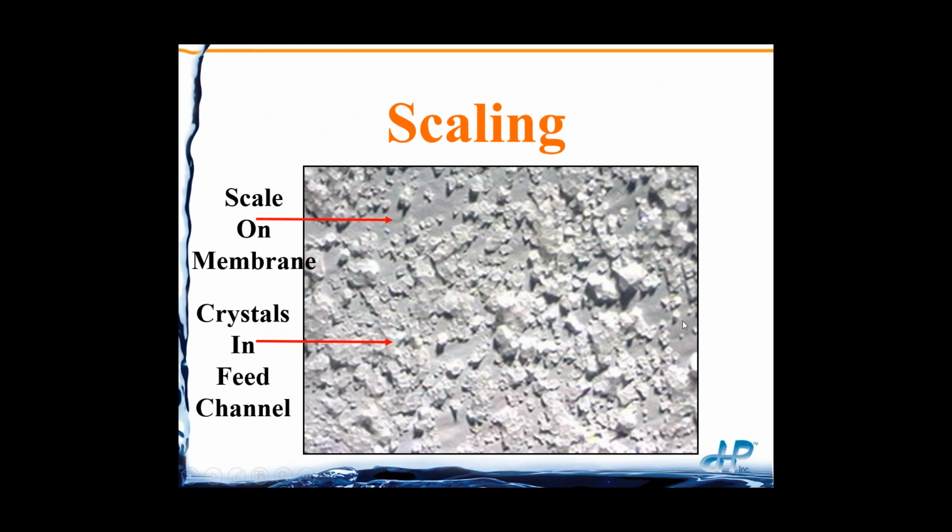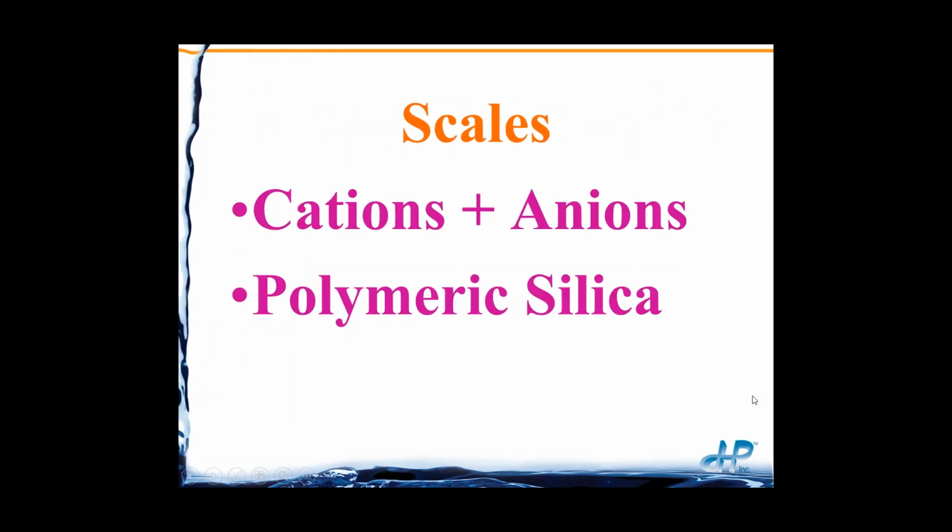Because of the boundary layer, you will always scale the membrane, because at the surface of the membrane is the most concentrated water. So occasionally you'll actually have scale that's only on the surface of the membrane. In this case, there is so much scale buildup that it's actually gone into the feed channel, and that's why we're seeing all this crystalline material. But it's not just this crystalline material that has to be removed. We also have to remove the scalant from the surface of the membrane.